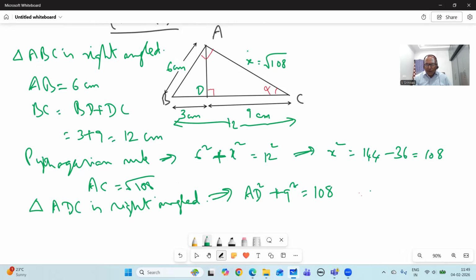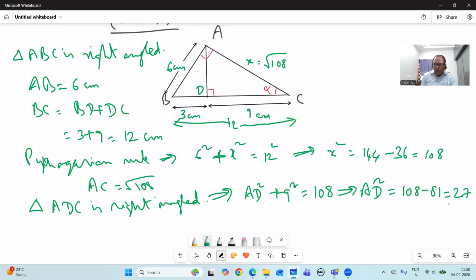What does it say? Hypotenuse square, that is x square, that is 108. The square of root 108 is 108. So it is equal to the sum of the squares of the other two sides. The other two sides in this triangle ADC are AD and DC. DC is 9. So it is AD square plus 9 square. From here we can calculate AD. This implies AD square is equal to 108 minus 81, since 9 square is 81. Take it to the other side. So AD square is 27.